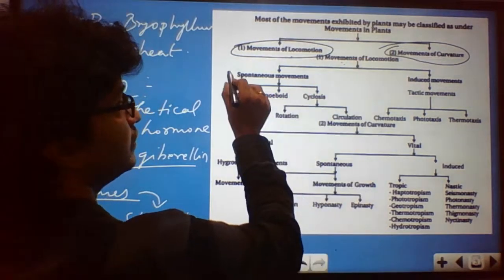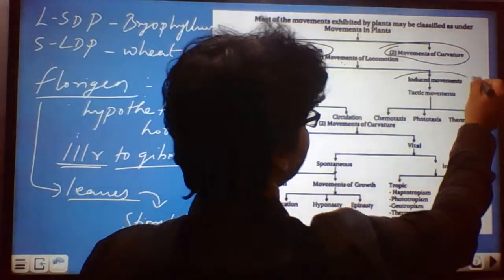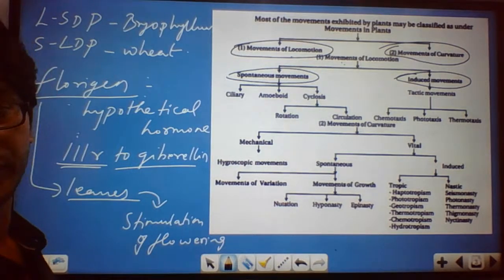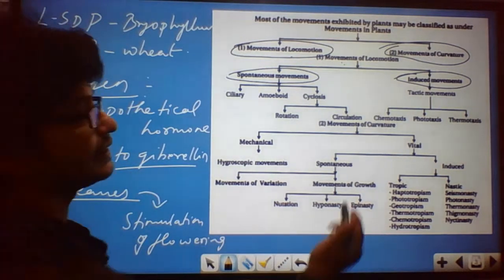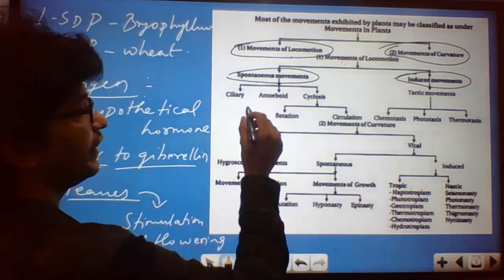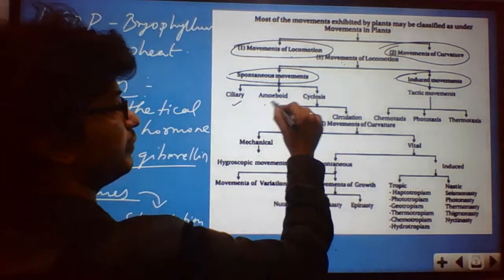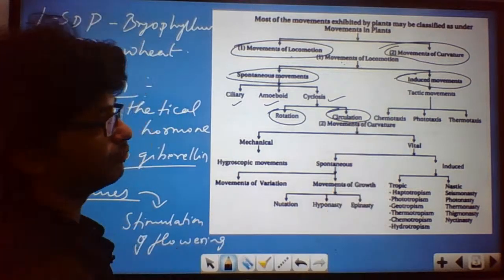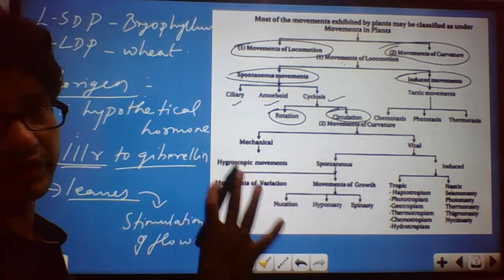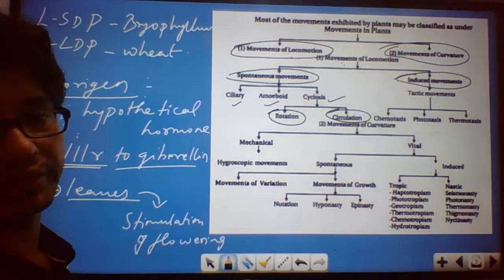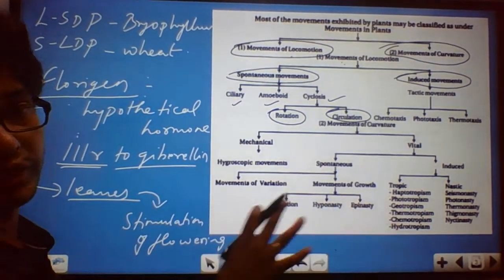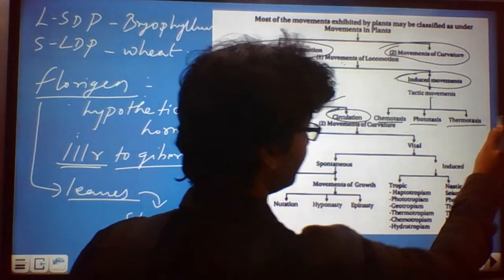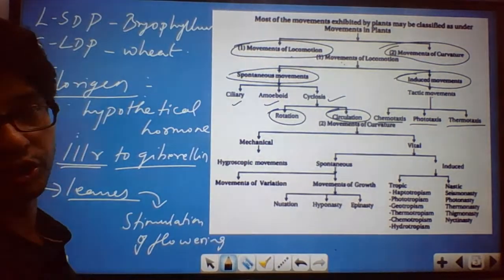Coming to the movement of locomotion, we have spontaneous movements and induced movements. Spontaneous means it happens on its own; if we induce it somehow, it is an induced movement. For spontaneous movement, you will study ciliary movement, amoeboid movement, and cyclosis movement. Cyclosis is again classified into rotation and circulation movement. Guys, this is just an outline, and it's not compulsory that you learn it, but as we're talking about plant growth and development, I'm giving you a little information about the types of movements. Coming to tactic movements: chemotaxis, phototaxis, and thermotaxis. These are the types of movements of locomotion.